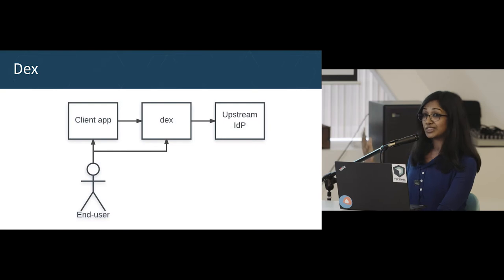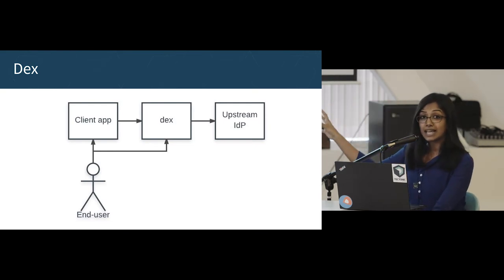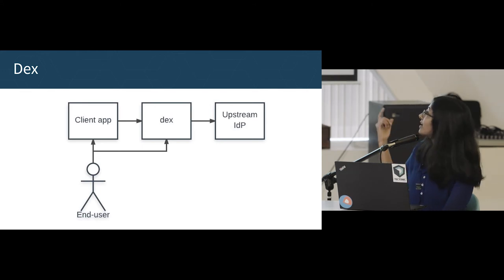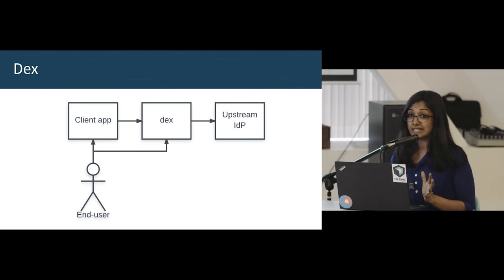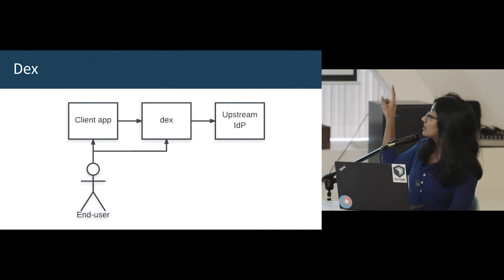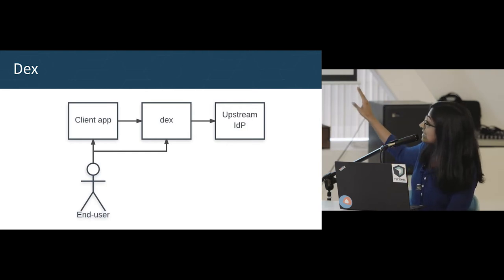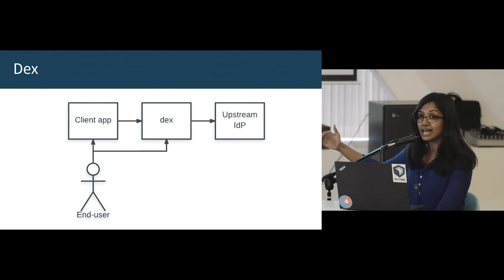A quick run-through of what the flow looks like. Let's say you have a client app, and a user shows up to that app to authenticate. Dex is the middleman that sits there. When the user visits the app, the client app redirects you all the way to Dex through an OAuth2 request. Dex uses OIDC, which is just another version of OAuth 2. Then Dex goes and borrows your identity from the upstream identity provider and passes something called a code back to the client app.